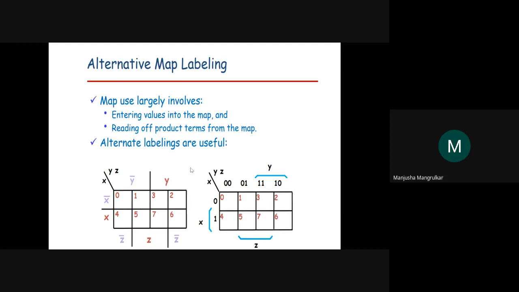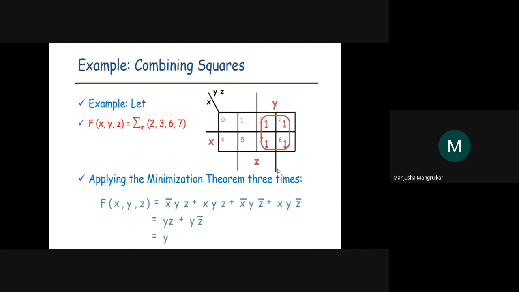So this is a standard form. You have to do the labeling first, and then we have to put the value of the minterms, whether it is 0 or 1. So first we have to do the labeling. This is the first step.